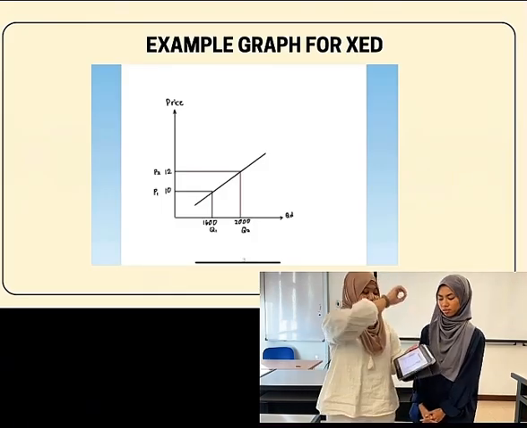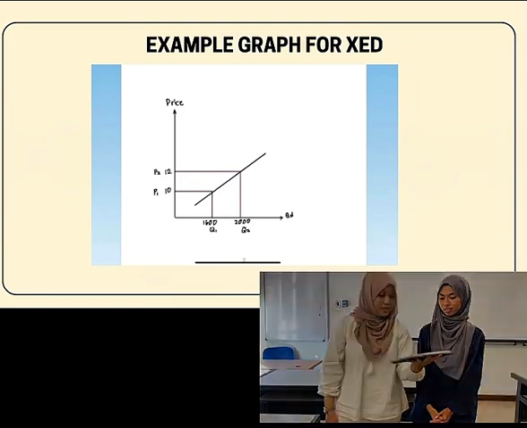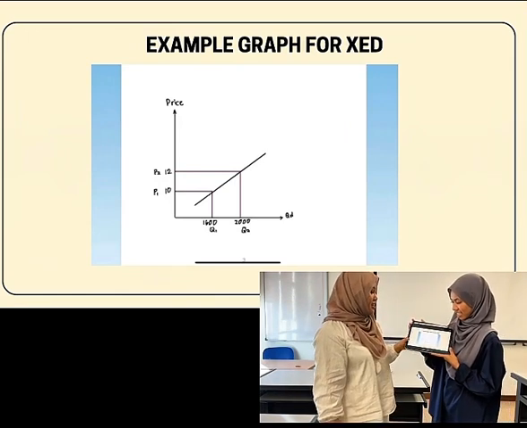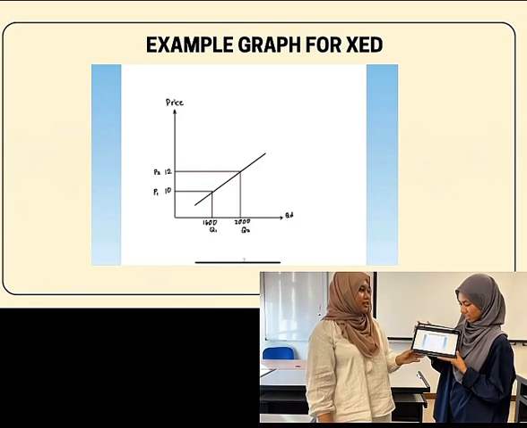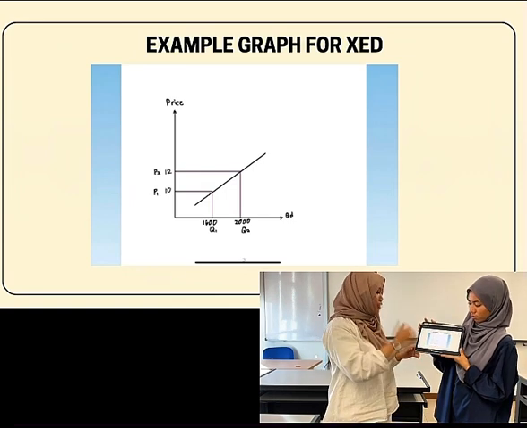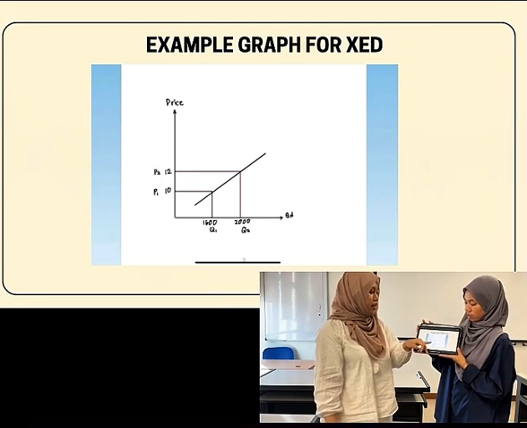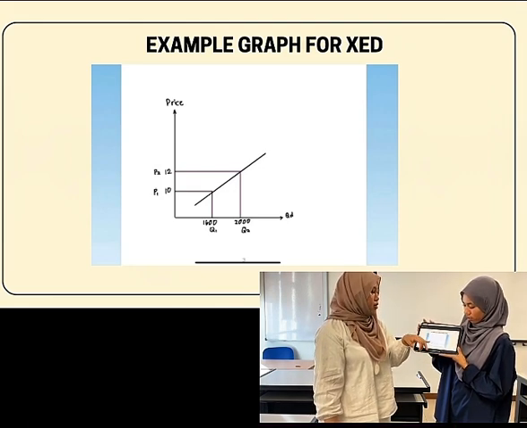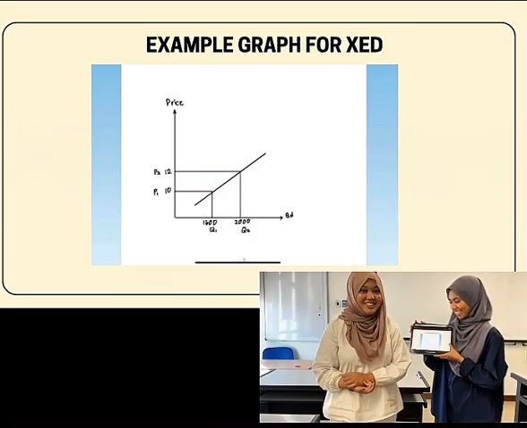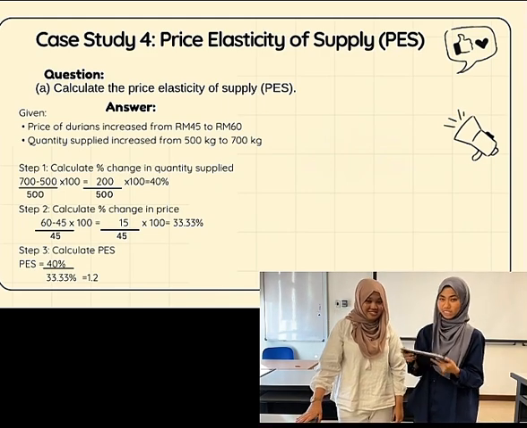So this is the example graph for XED, cross elasticity of demand. As you can see here, the grilled chicken burger price increased from 10 ringgit to 12 ringgit, and the quantity demanded from 1,600 to 2,000 units.